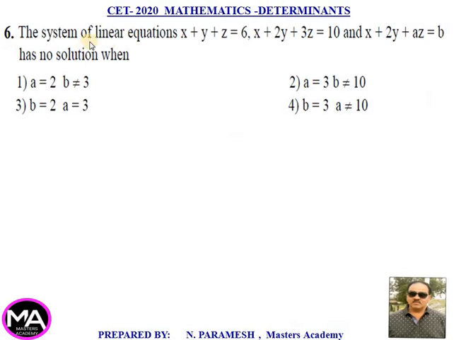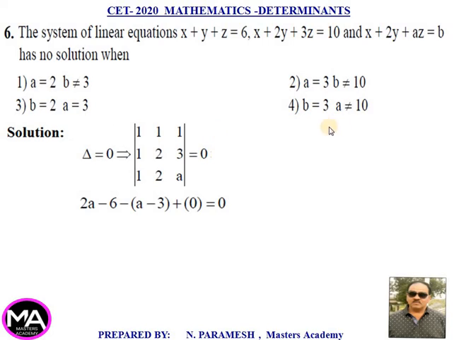Sixth question: the system of linear equations x plus y plus z is equal to 6, x plus 2y plus 3z is equal to 10 and x plus 2y plus az is equal to b has no solution when, 4 options are given. Solution: no solution means singular matrix, determinant is equal to 0. Determinant first row xyz coefficients 1 1 1, second row 1 2 3, third row 1 2 a is equal to 0.